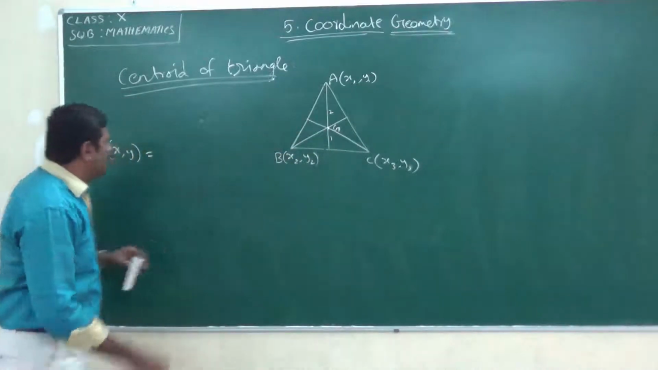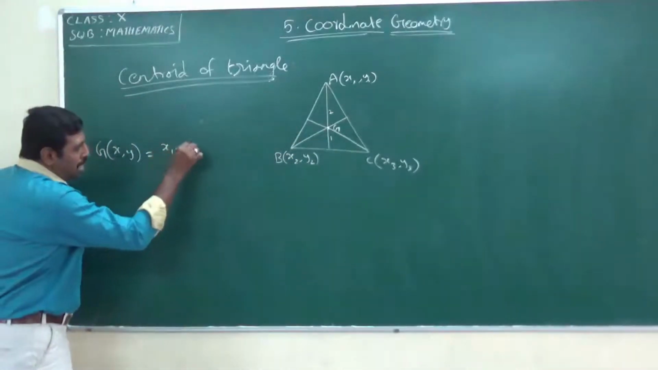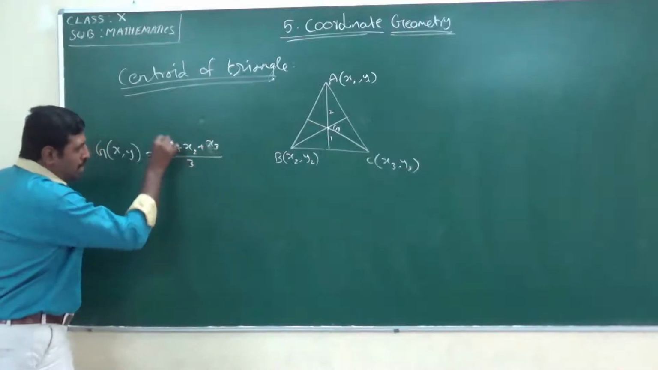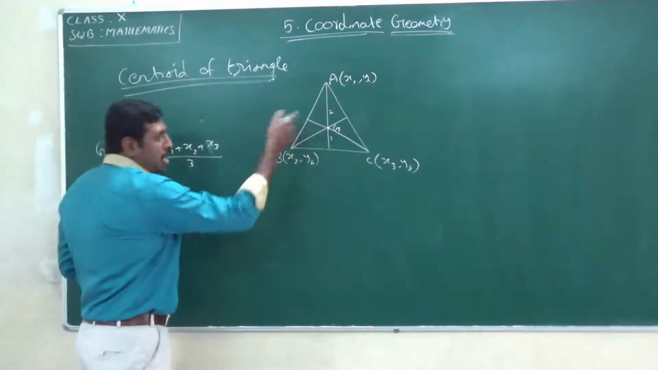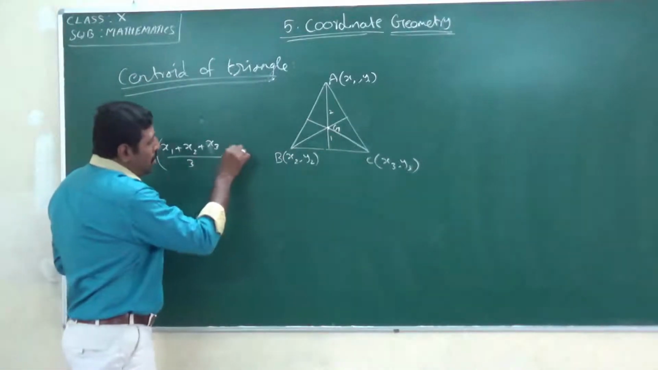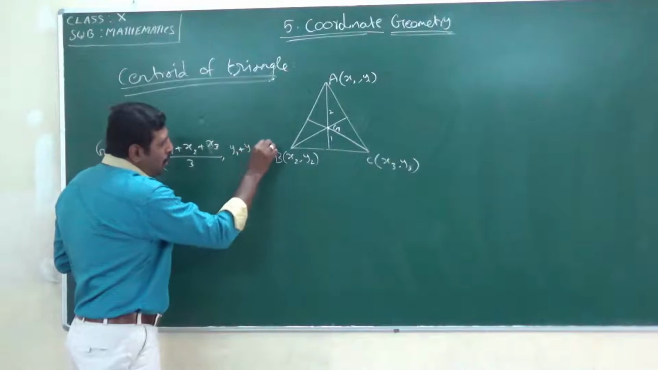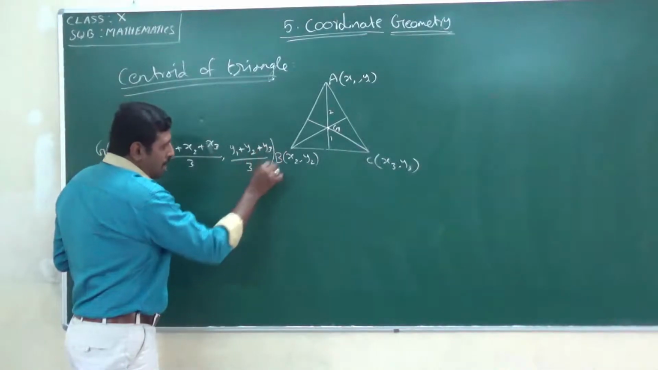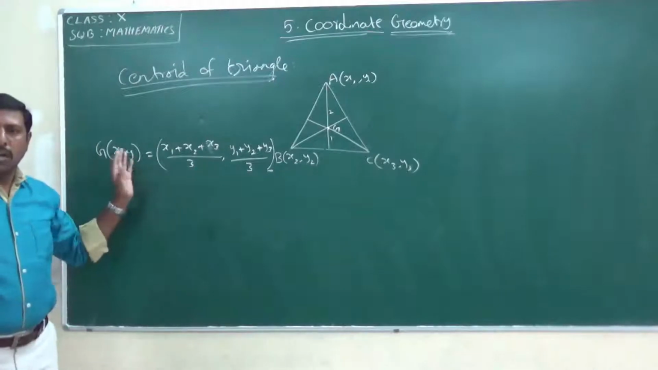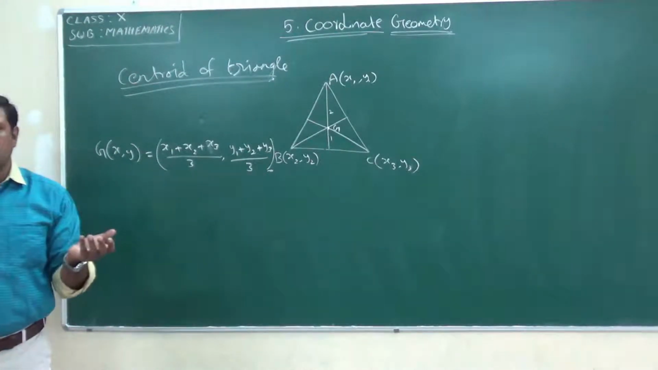Right? So we have the formula, that is (x1 + x2 + x3)/3. The ratios: if you apply the section formula, we can easily find out the formula also, right? And then (y1 + y2 + y3)/3 is the centroid of the triangle formula. Now we see how to find the area of the triangle.